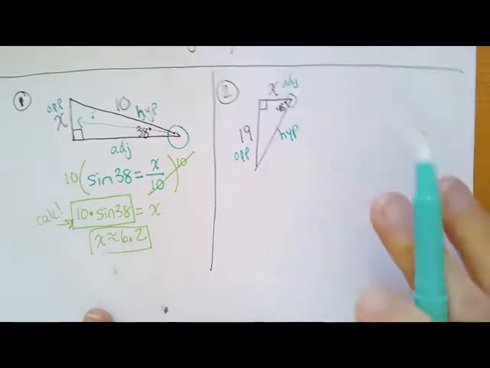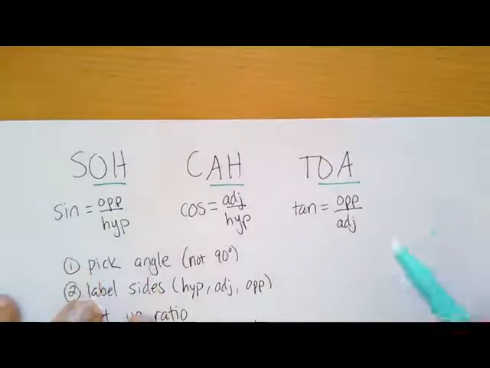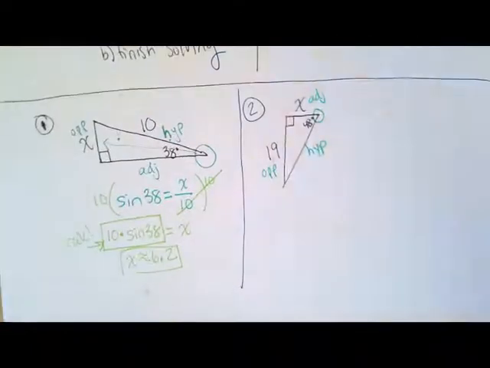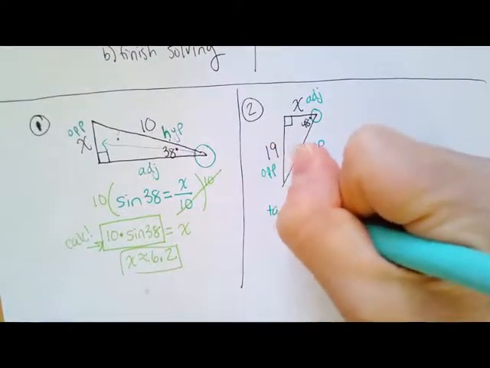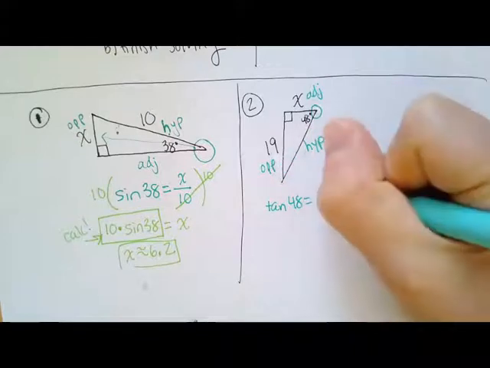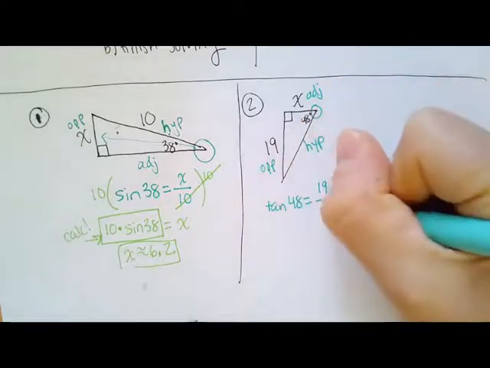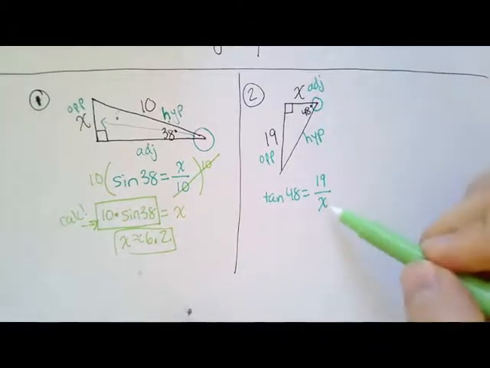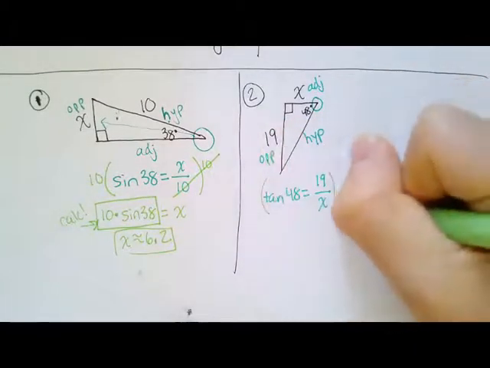Okay, pick an angle. I'm going to pick this angle because it's the one I need to find. Label your sides. Here's the hypotenuse because it's across from the right angle. Opposite, adjacent. And I would love it if you all could go ahead and pause the video, see if you can remember how to do this, and if not, just press play again.